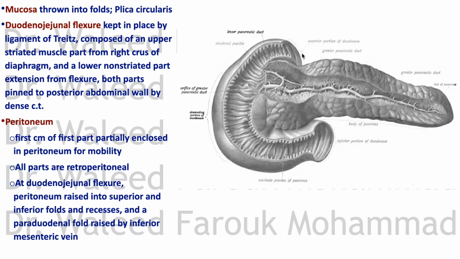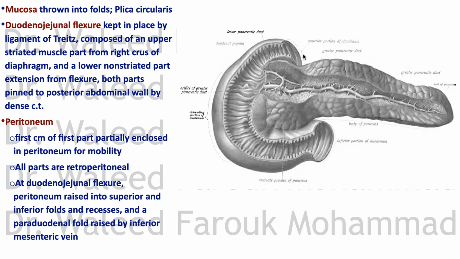There is an extension from the right crus that descends downwards to the same piece of connective tissue, stapling the inferior band and the superior band to the posterior abdominal wall. Altogether, of course, it's coming from the right crus, so it's skeletal muscle. This part coming from the intestine is smooth muscle. These two limbs, not showing here, of course, on the posterior abdominal wall, are the components of the ligament of Treitz. The duodenum itself is retroperitoneal, except for the first centimeter of the first part, which is highly mobile.